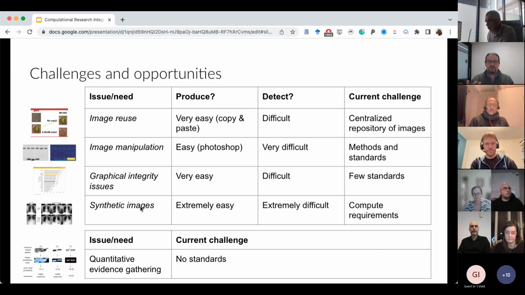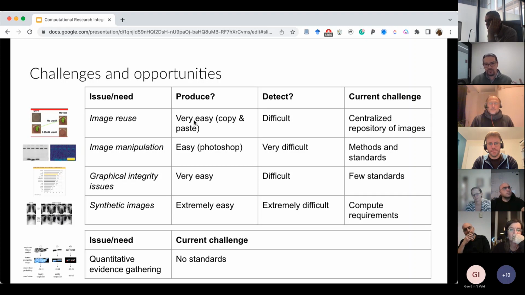Okay, so I hope to summarize the talk in case I lose you in the middle of the talk in this slide with the challenges and opportunities. I have here all the problems that I will be talking about: how easy it is for the authors, or people that are potentially trying to deceive us, to produce this, how hard it will be for us or for machines to detect these issues, and what I think are, in my opinion, the next steps that we should take.